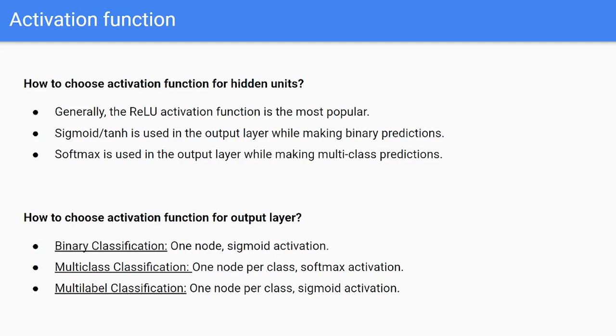For output layers, if there are two mutually exclusive classes, then your output layer will have one node and a sigmoid activation function should be used. If there are more than two mutually exclusive classes, then your output layer will have one node per class and a softmax activation function should be used. If there are two or more mutually inclusive classes, then your output layer will have one node for each class and a sigmoid activation function must be used.